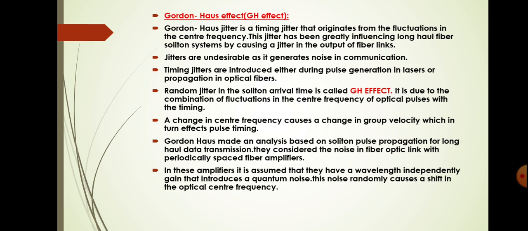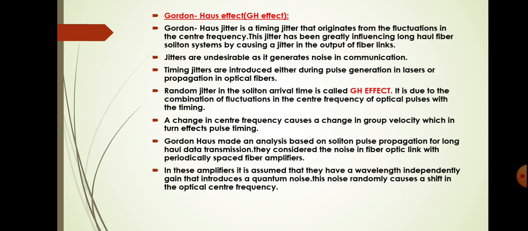That may be either due to pulse generation in the laser when it produces a light output, or it may be due to the propagation losses in the optical fiber, or it may be due to perturbations that enter the system when the light wave propagates through the optical fiber. The Gordon-Hess effect is due to the combination of fluctuations in the central frequency of optical pulses with the timing. Therefore, the change in the central frequency causes a change in the group velocity of the light pulses, which in turn affects the pulse timing.